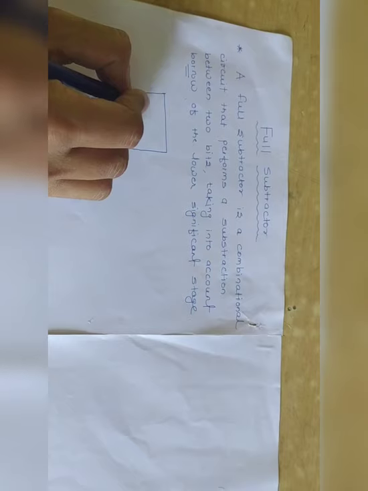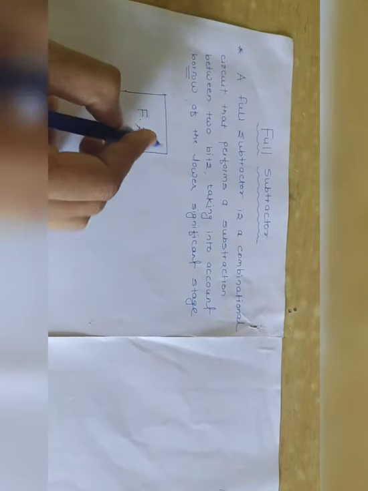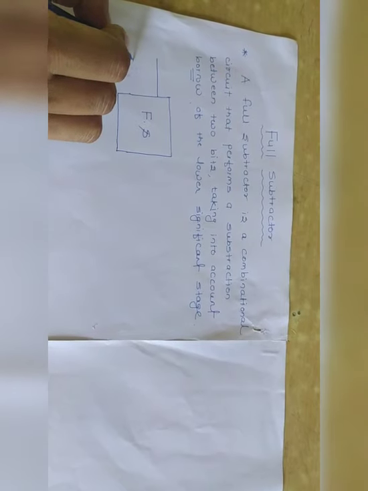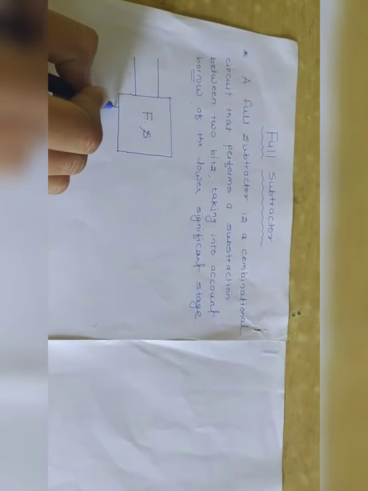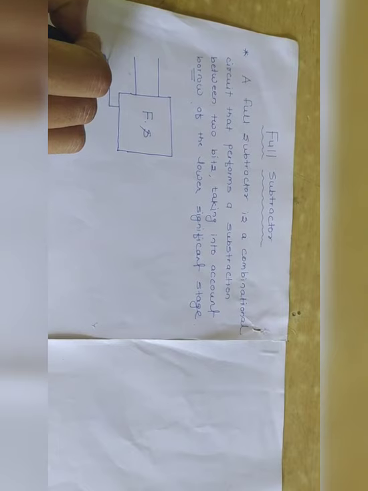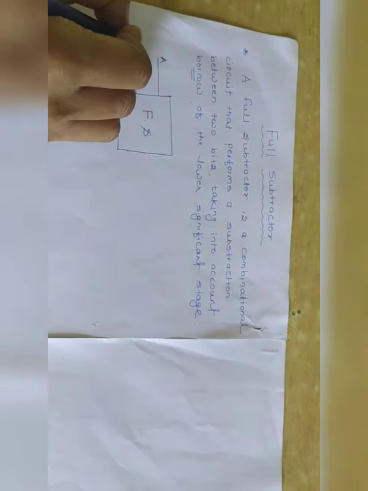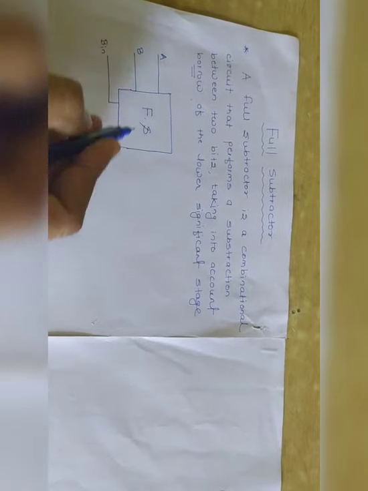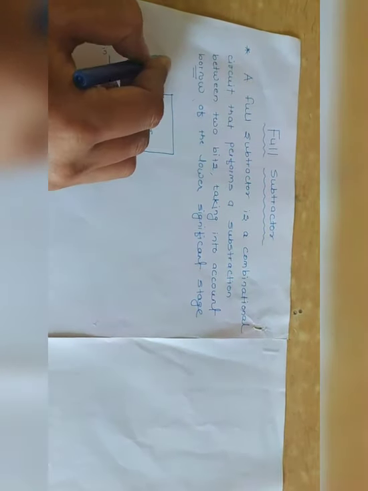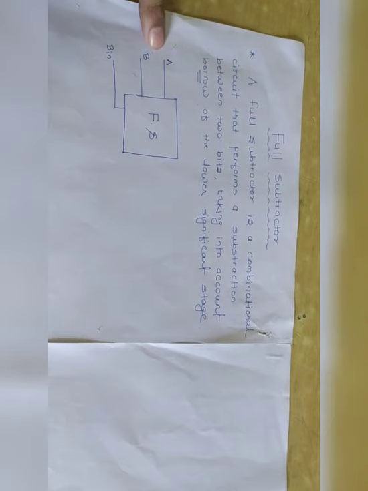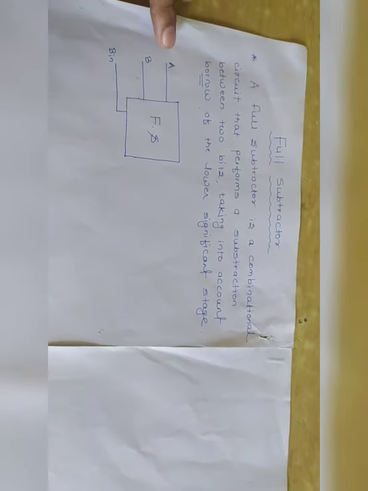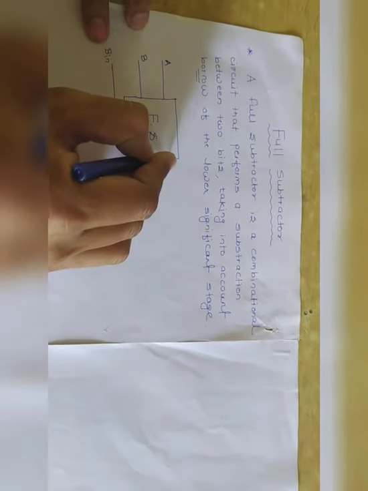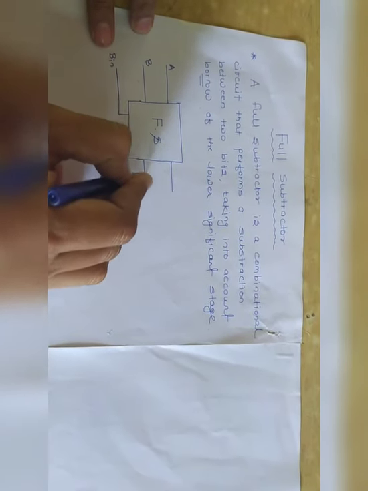This is my full subtractor; I am just drawing the block diagram. This is one input, this is my second input, and the third input is generated from the previous borrow. This one is the A input, this one is the B input, and this one is the previous borrow. Indirectly, you can subtract 3 bits. These are the inputs A, B and B in.